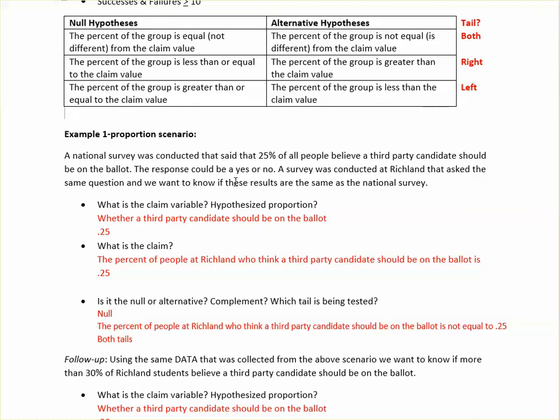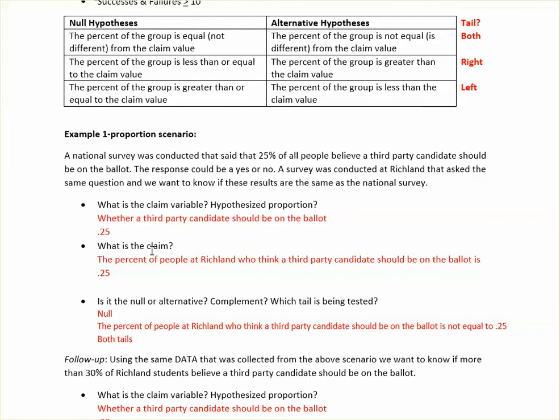So that's our scenario. What is the claim variable, and the hypothesized proportion? The claim variable is whether the third-party candidate should be on the ballot. That's what we're trying to figure out. Should that third-party candidate be on the ballot, yes or no? So yes or no are our answer options. And our hypothesized proportion is 25%, or 0.25.